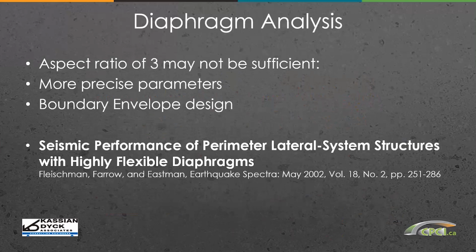You may have to do a more precise analysis, and it's been shown that even that aspect ratio of 3 may not necessarily be sufficient. So you really need to analyze your structure and look at what's happening. Is it rigid? Is it flexible? Or could it be somewhere in between, where you need to do a boundary envelope design?